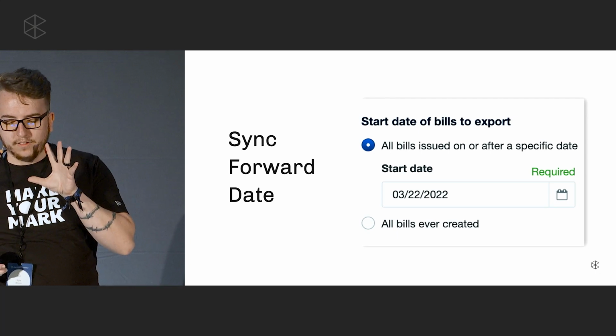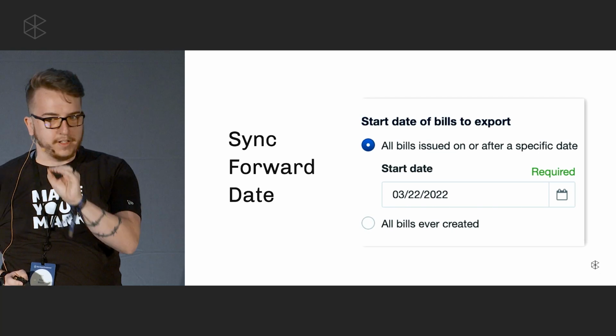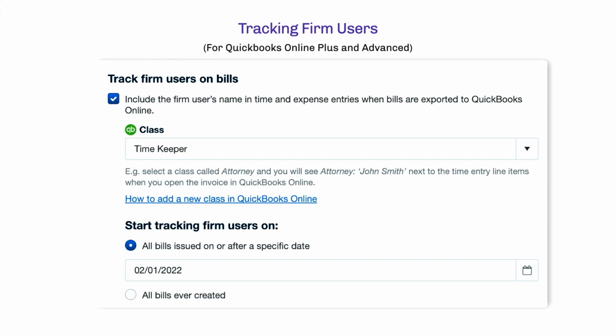So keep that in mind, sync forward date. I'm going to say it 7 more times. Now, for those that choose to get QBO Plus or Advanced plans, you get an extra special feature. You can track firm users and their activities within QBO using the class system. So what does that mean?